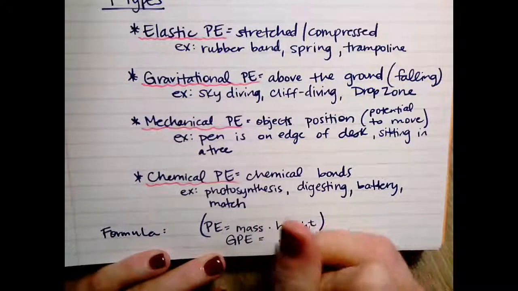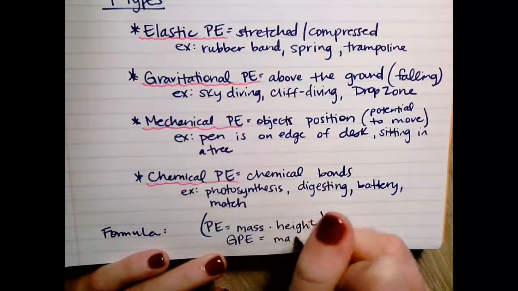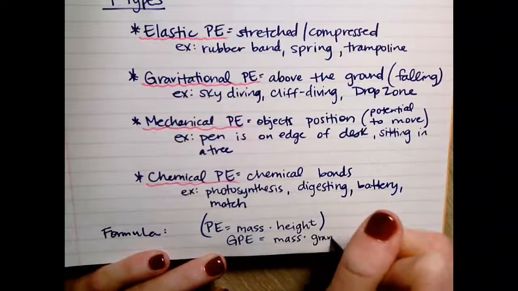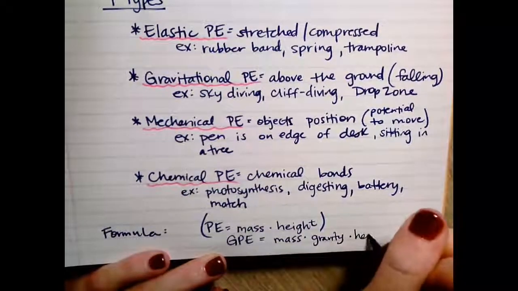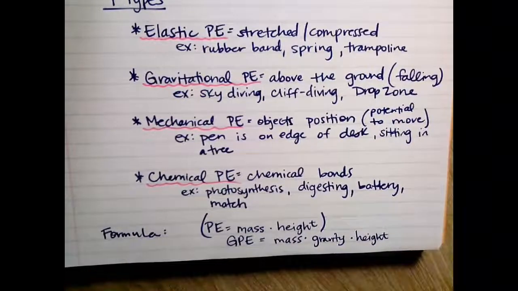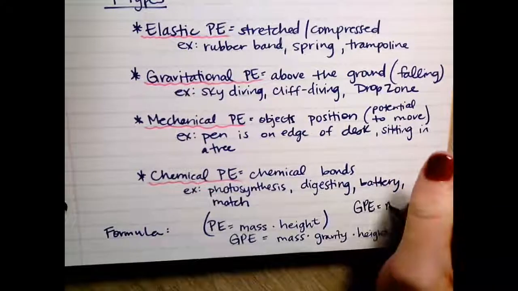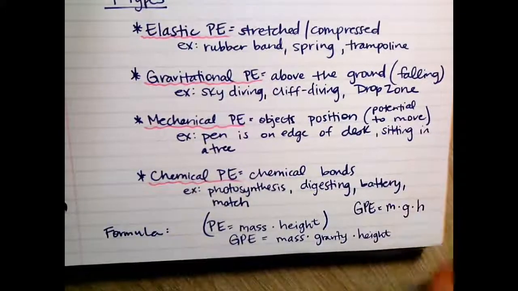So GPE equals the mass times the gravity times the height at which it falls. Okay, so M times G times H. So GPE equals M times G times H.